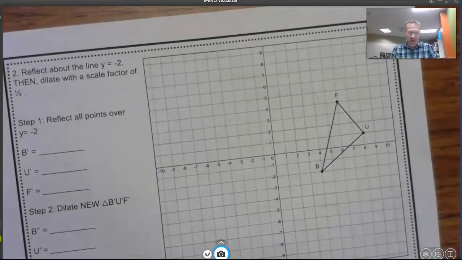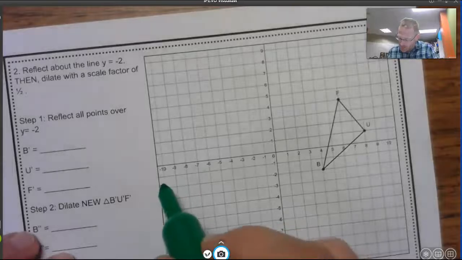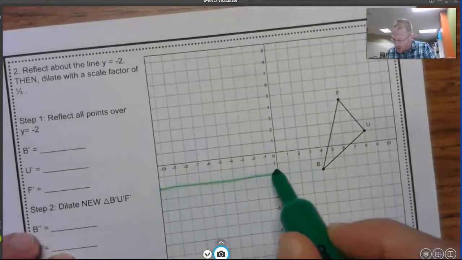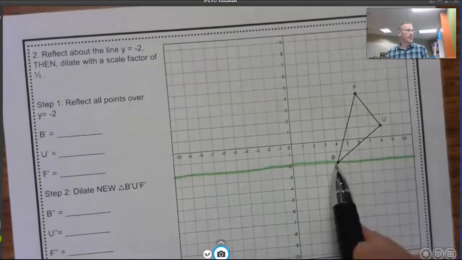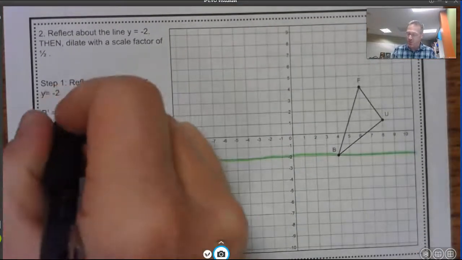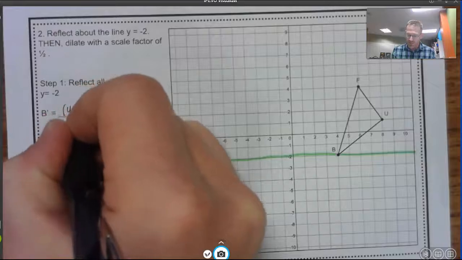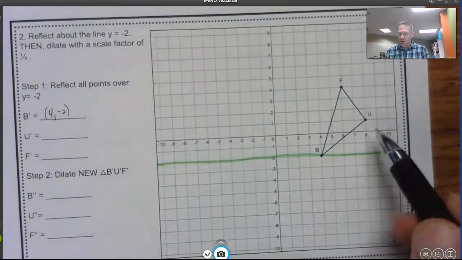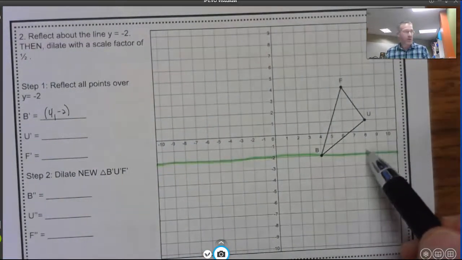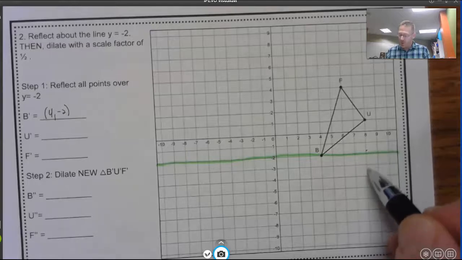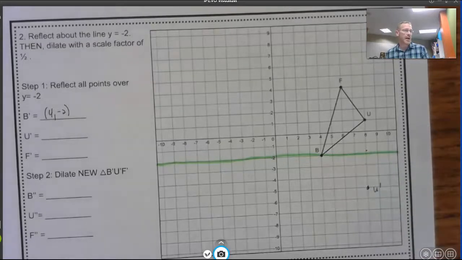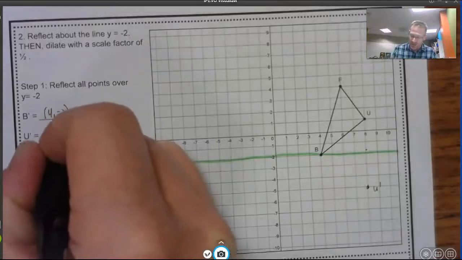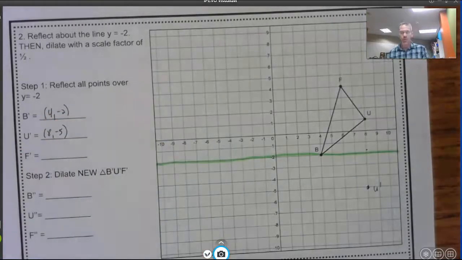All right, and so y = -2 is the horizontal line, so that would be this line right here. Well, the nice thing is B prime, since it's on our line of reflection, isn't going anywhere. So B prime would also be (4, -2). All right, so now U is 1, 2, 3 above our line of reflection. So it would be 1, 2, 3 units below. So that gives us (8, -5) for U prime.